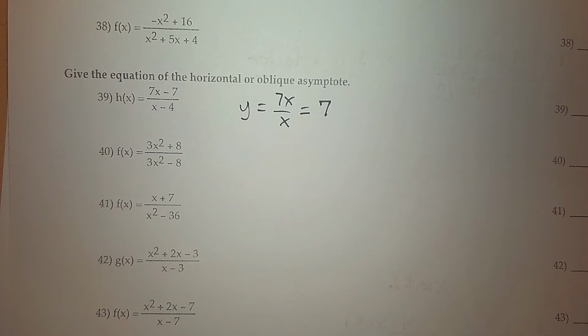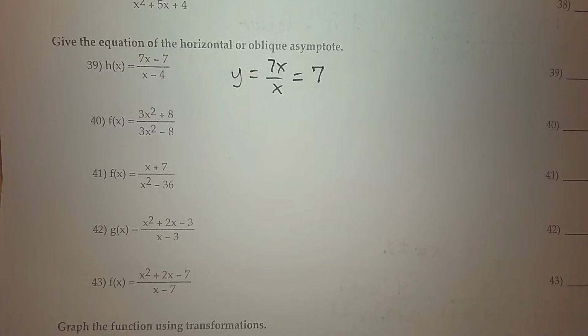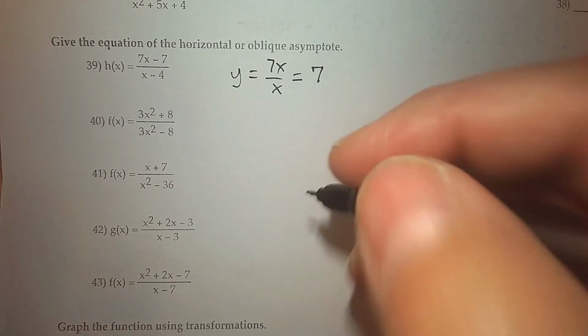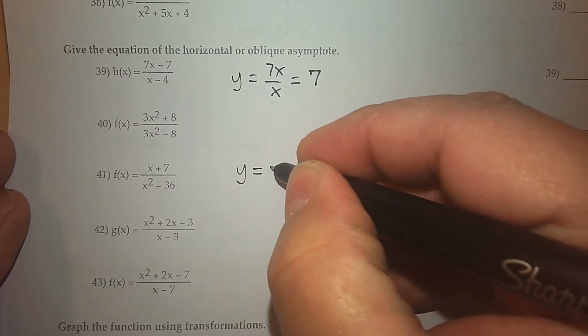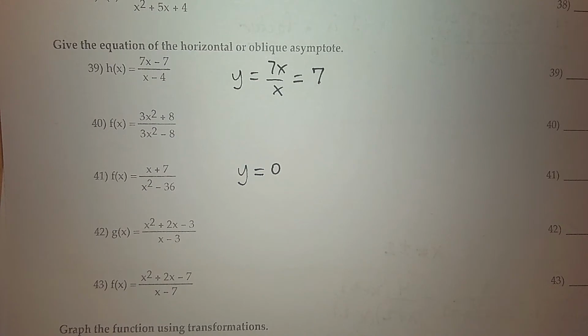Look at number 41. What's the power term on top? The power term is just x. What's the power term on the bottom? Are they equally powerful? No. Which one's more powerful? When the denominator is more powerful, the horizontal asymptote is y equals 0. Look at number 43. These aren't long questions, so I'm going through them quickly.